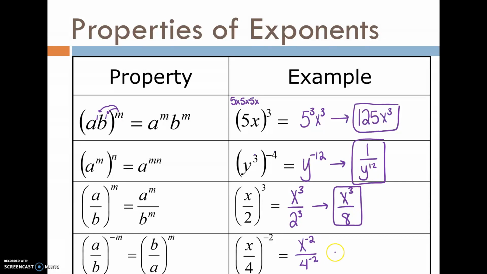No. Negative exponents move, so x to the negative 2 is going to move to the bottom, where it will be x to the positive 2. 4 to the negative 2 will move from the bottom to the top, where it will be 4 to the positive 2. And then we can actually evaluate. 4 squared is 16, so our final answer is 16 over x squared.